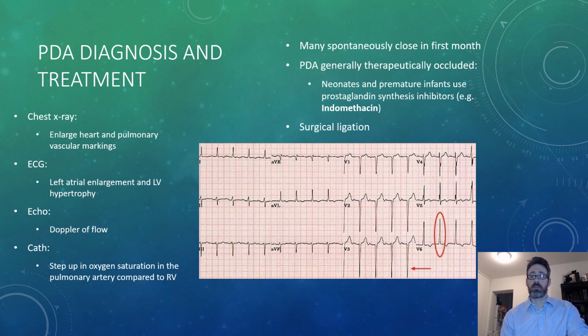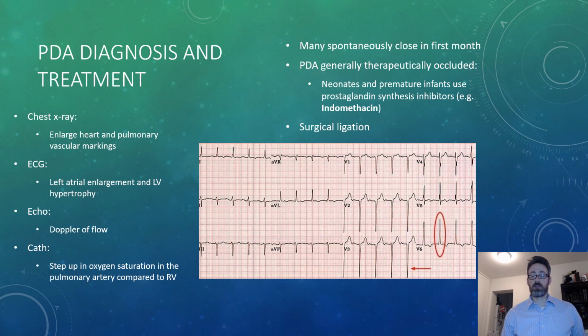And in terms of its treatment, most of these will spontaneously close in the first month. However, if not, the PDAs are generally therapeutically occluded. So neonates, which means up to about 28 days after birth, and premature infants, they'll use prostaglandin synthesis inhibitors. Just to remind you, PGE1 is what keeps them open. So you want to inhibit that with something like indomethacin, and the loss of the PGE1 will cause the vasoconstriction and it can close. So indomethacin would be one of the drugs of choice for this.